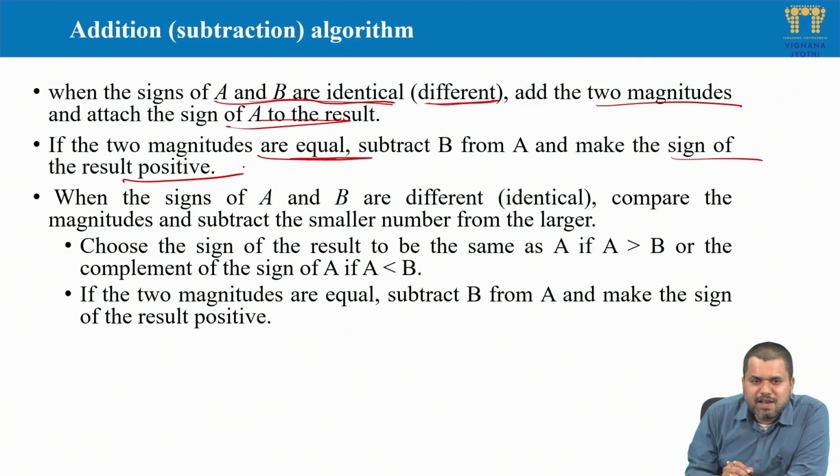Similarly, if the signs of A and B are different in case of addition, and the signs of A and B are identical in case of subtraction, we need to subtract the smaller number from the larger number. If A is greater than B, the sign of the result is the same as the sign of A. If A is less than B, the sign of the result is the complement of the sign of A.